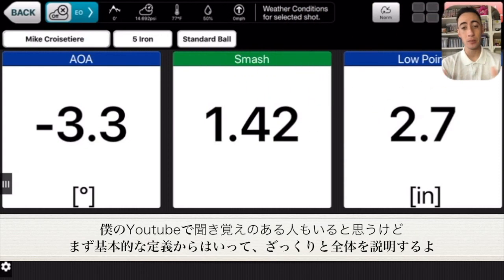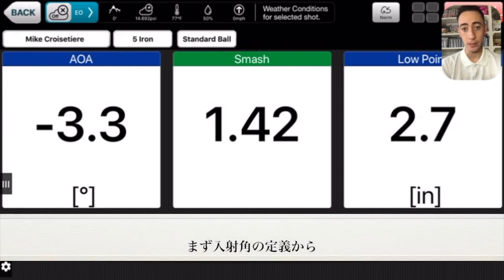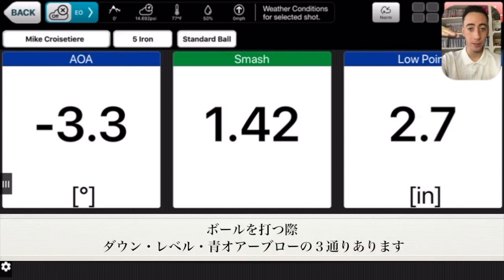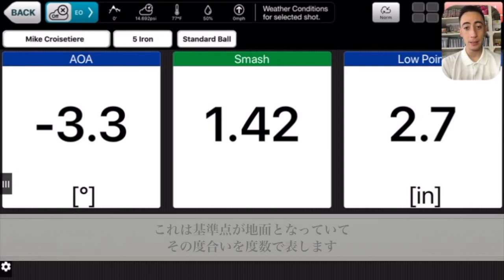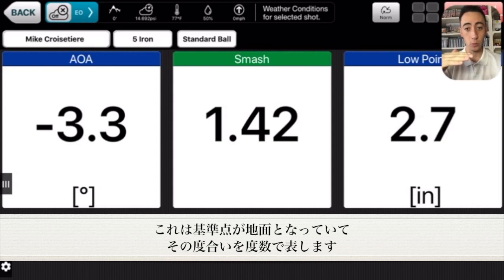Now, some of you have probably heard this in my YouTube videos, but I'm going to give you the basic definition first, and then we're going to go over some parameters. The basic definition is, are you hitting downwards when you hit the golf ball? Are you hitting level? Or are you hitting up? They measure this relative to, again, the horizon.